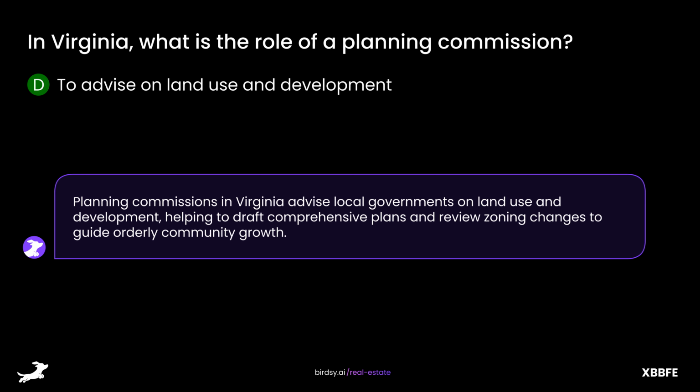Planning commissions in Virginia advise local governments on land use and development, helping to draft comprehensive plans and review zoning changes to guide orderly community growth.